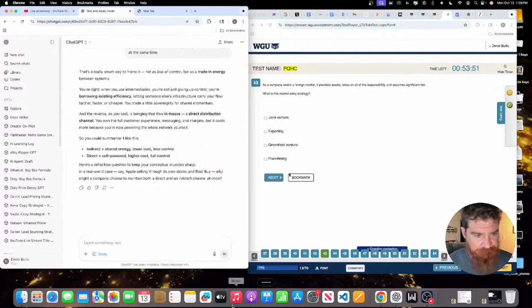And simplify it. Question 43. As a company enters a foreign market, it provides assets, takes on all the responsibility, and assumes significant risks. What is this market entry strategy? A, joint venture. B, exporting. C, greenfield venture. And D, franchising.